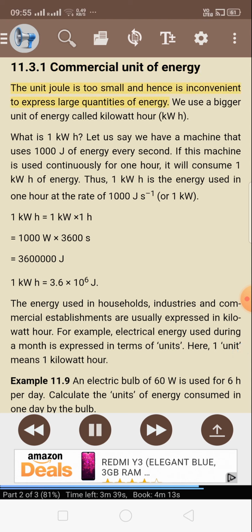11.3.1 Commercial unit of energy. The unit joule is too small and hence is inconvenient to express large quantities of energy. We use a bigger unit of energy called kilowatt hour, kWh. What is 1 kilowatt hour?